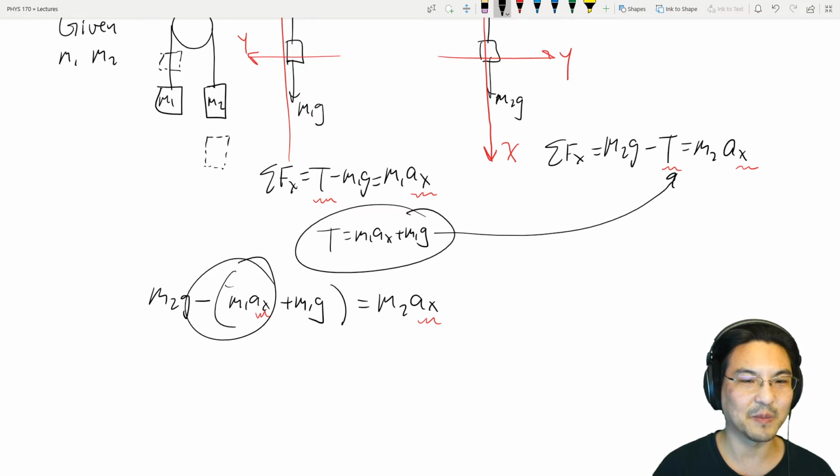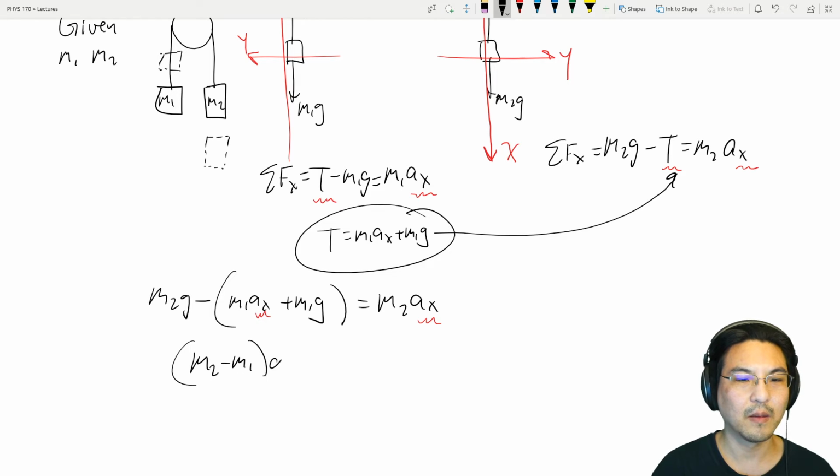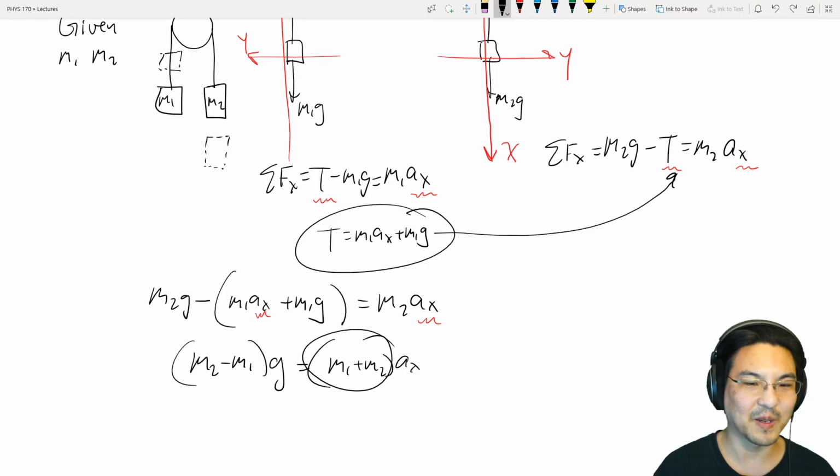So I'll take this minus and move it on that side. And then we're left with m2 minus m1 over, on this side, m1 plus m2. And then I can take this and move it to the denominator. And then that's it. That's the acceleration.